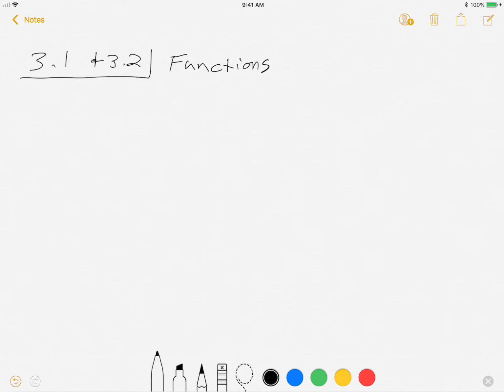Section 3.1 and 3.2 is going to be our first lesson, and that's going to be over functions. Okay, before we can define what a function is, we first need to define a relation.